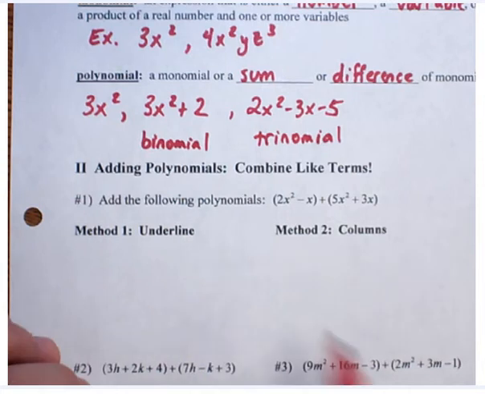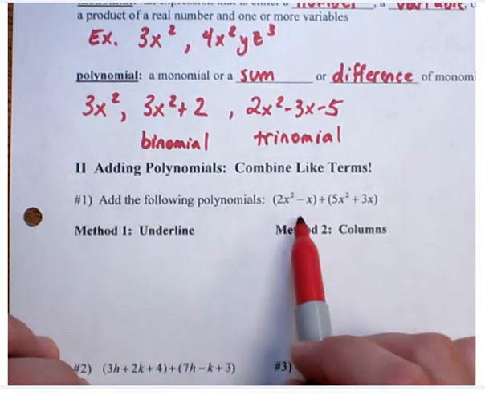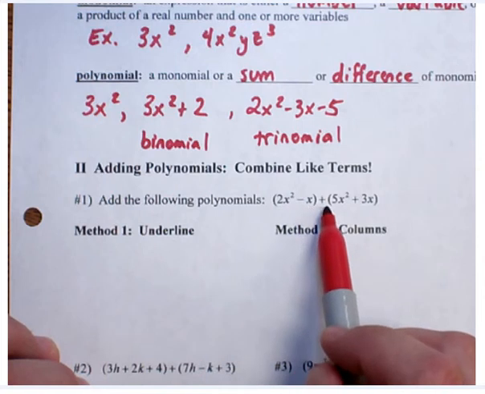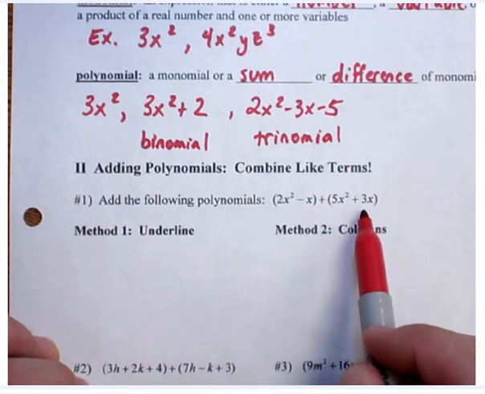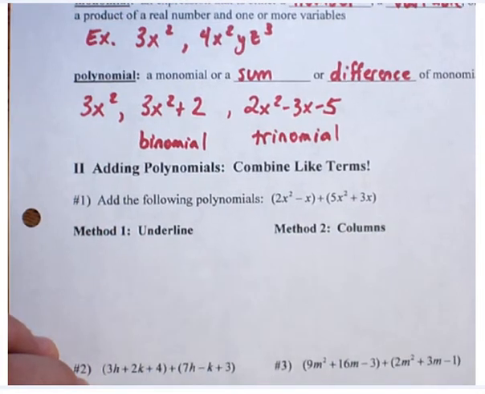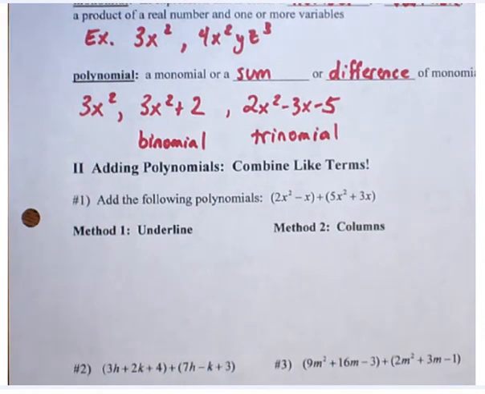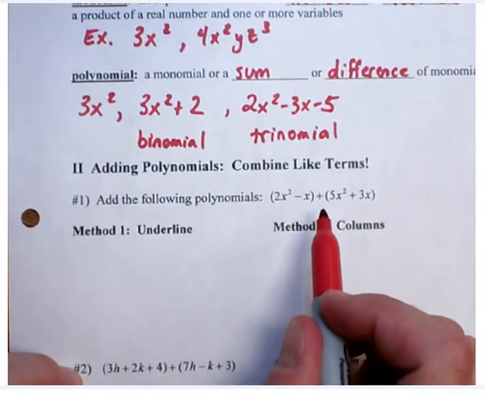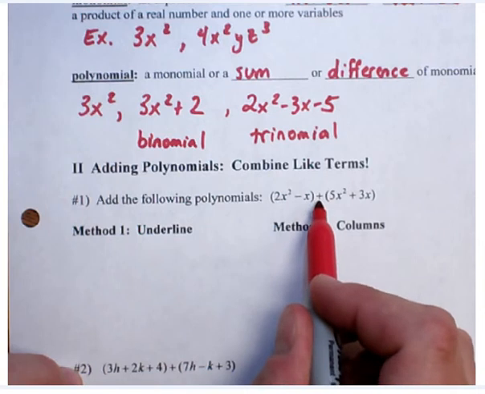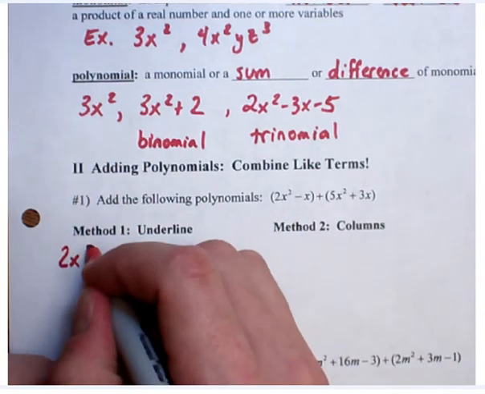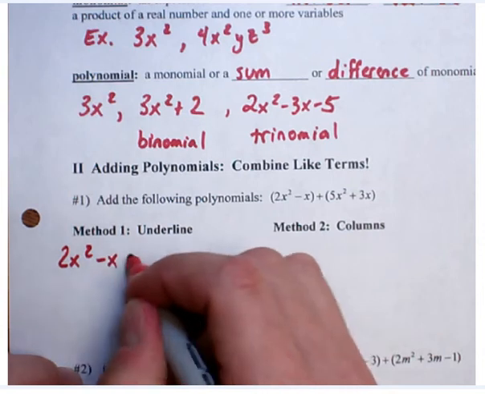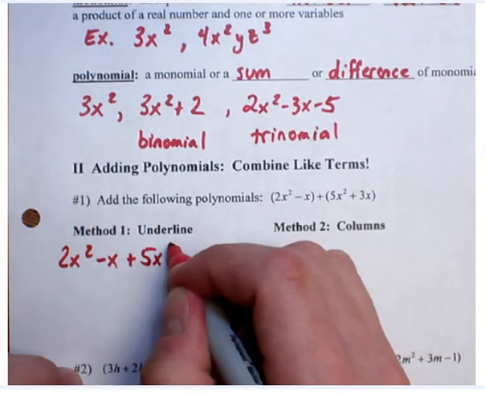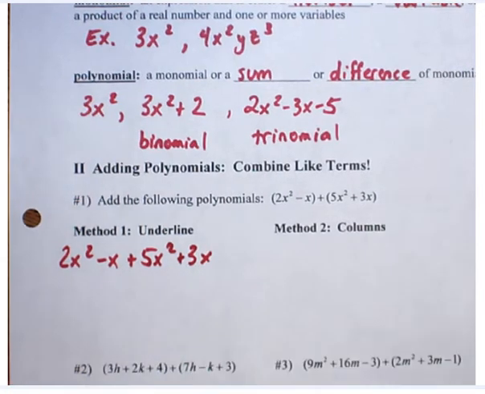So example number 1, add the following polynomials: 2x squared minus x plus 5x squared plus 3x. So we have two binomials which we're going to add. Now I'm going to show you two ways that you can do this. Method number 1 is underlining. And this is the one that I usually do when we're working a problem. Let me write this without parentheses. Because everything here is addition, I'm just going to drop the parentheses, so 2x squared minus x plus 5x squared plus 3x. Okay? That's what we're trying to add.